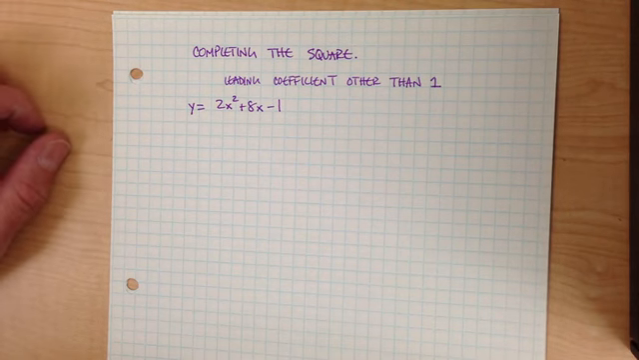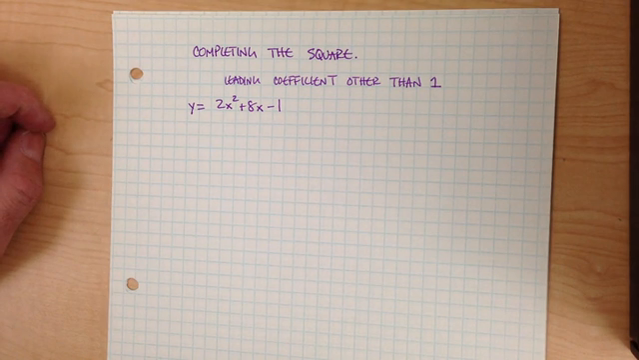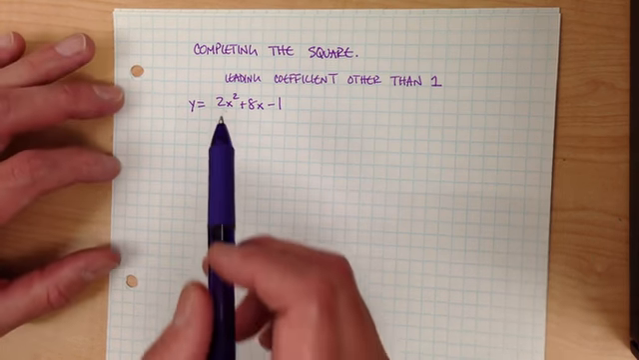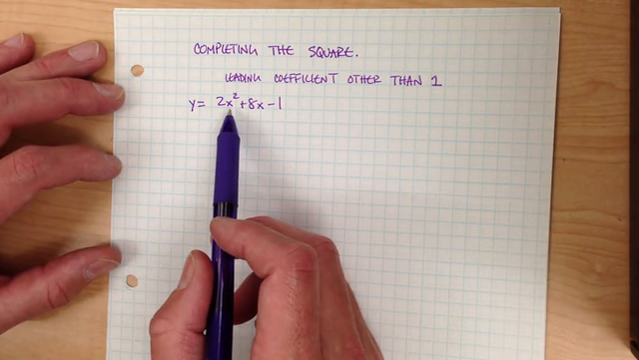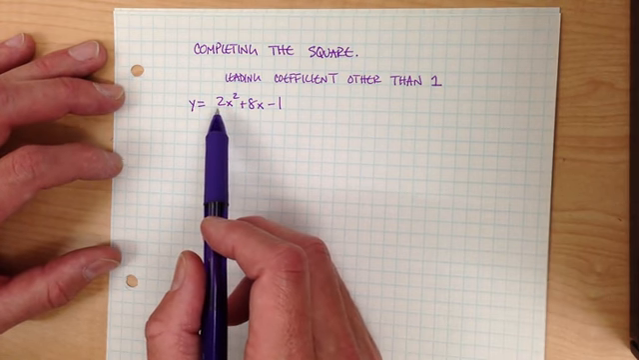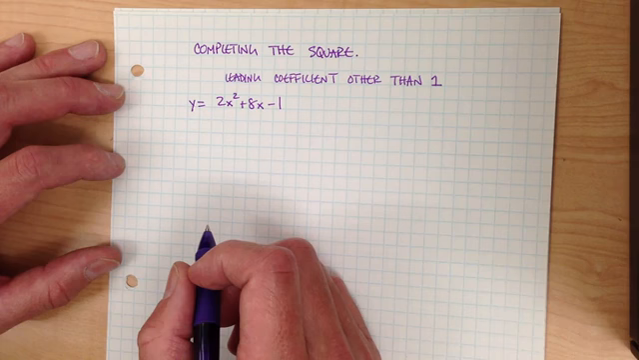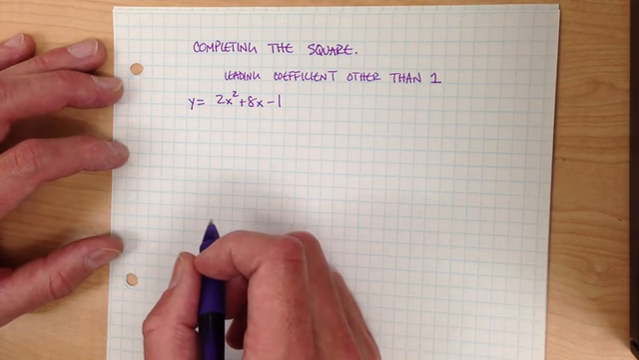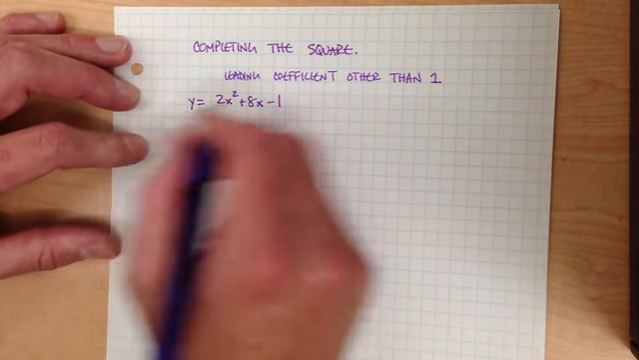Hi there, I'm going to do a little bit more with completing the square. This time I'm going to be completing the square when we have a leading coefficient other than 1. So in front of this x squared value, we have a value other than 1 here. Very much a similar process, but you'll see the subtle differences as we move forth through here.